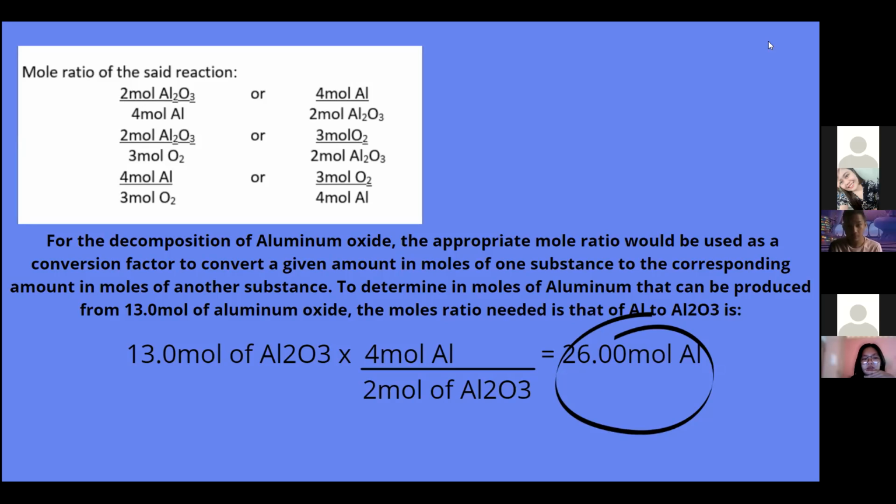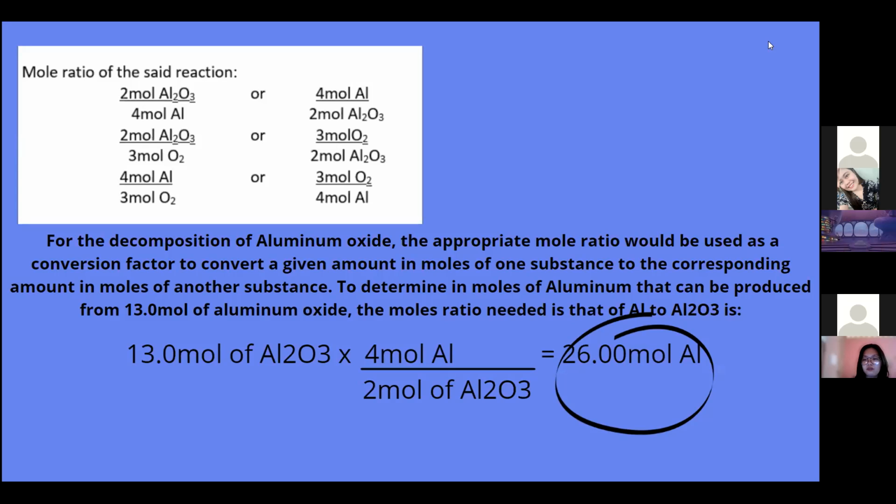For the decomposition of aluminum oxide, the appropriate mole ratio is used as a conversion factor to convert a given amount in moles of one substance to the corresponding amount in moles of another substance. To determine the moles of aluminum that can be produced from 13 moles of aluminum oxide, the mole ratio needed is that of aluminum to aluminum oxide. 13 moles of aluminum oxide multiplied by their mole ratio, which is 4 moles of aluminum over 2 moles of aluminum oxide, will be equal to 26 moles of aluminum.